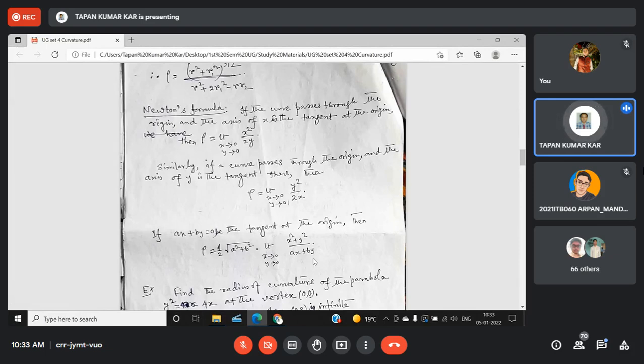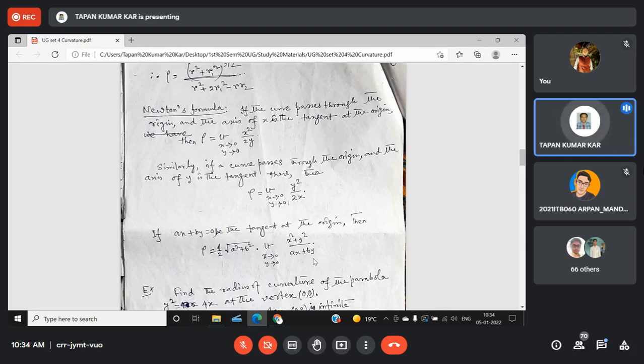How will you check that the curve passes through the origin? If I ask you to check whether this curve passes through the point 2, 3, what will you do? You will substitute 2, 3 and check whether it satisfies the curve or not. If satisfied, then the curve passes through the point 2, 3. For the point 0, 0 it is very simple. You don't have to check. Just check whether the constant term is present or not. If the constant term is not present, then it passes through the origin.